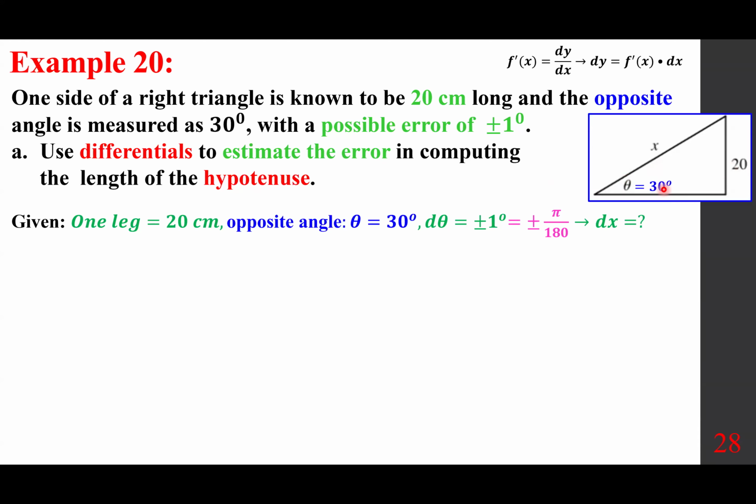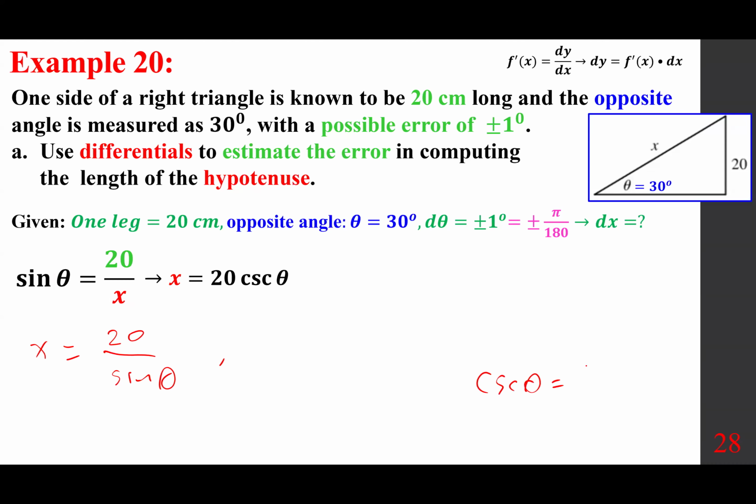The relationship between those three would be sine. As you can see, sine of theta is the opposite, 20, over the hypotenuse, X. So if that is the case, we can interchange: X is the same as 20 over sine theta. And of course, I can write X is 20 cosecant theta. The reason we can do that, class, is cosecant theta, everybody knows, is 1 over sine theta. That shouldn't be a problem.